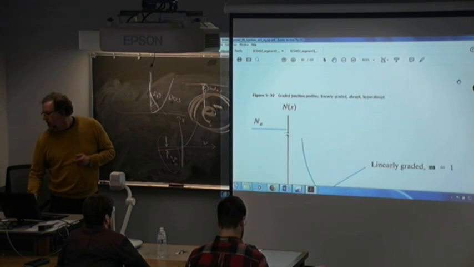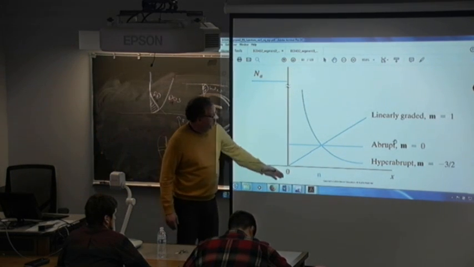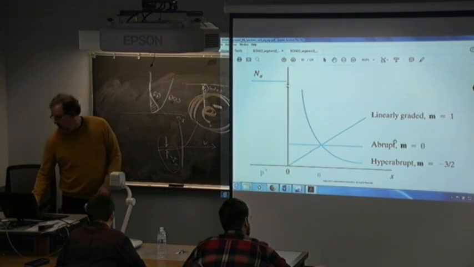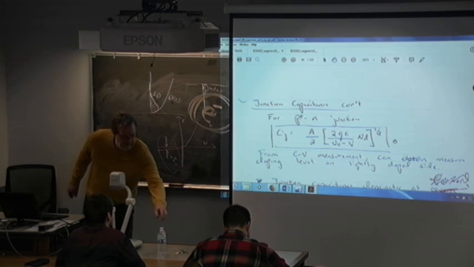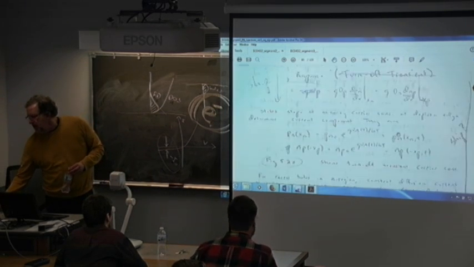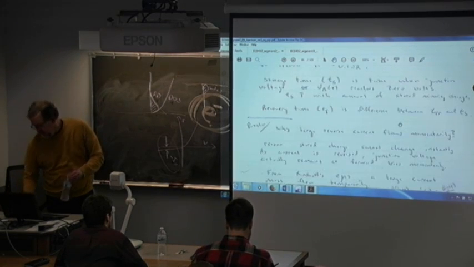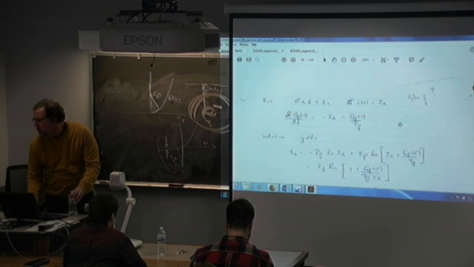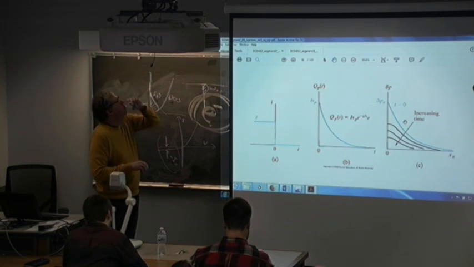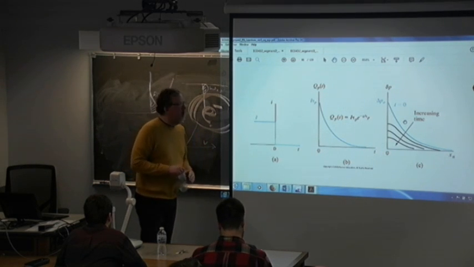And I think we skip over this. Yeah. So you could dial in different relationships depending upon whether it's linearly graded, abrupt, or hyper-abrupt. Charge storage capacitance. So that's the time. So let's think of it in terms of turn off and turn on transients.